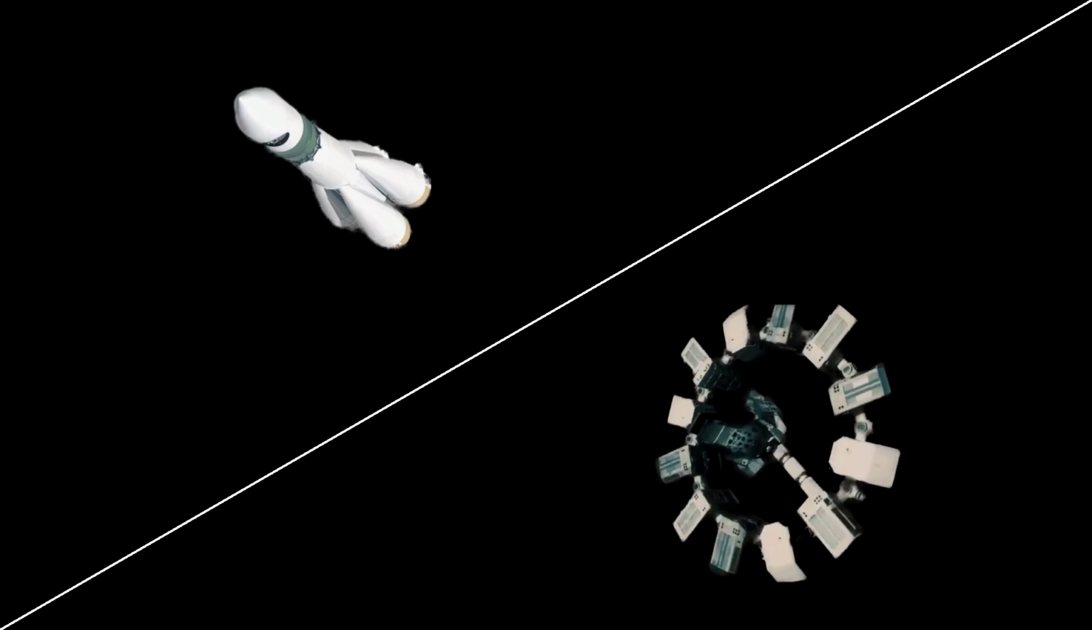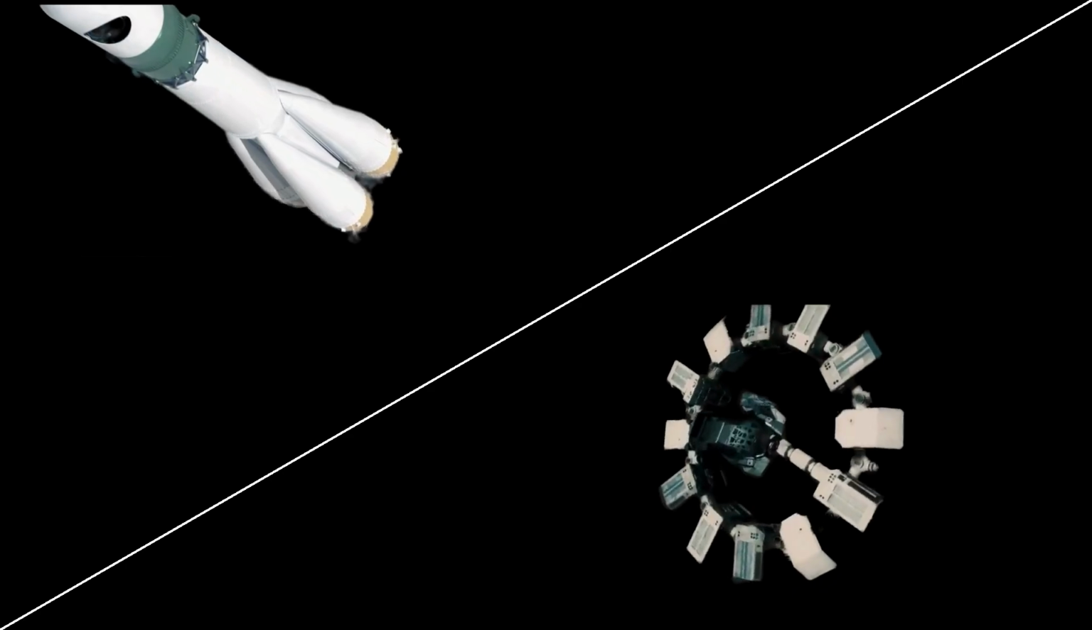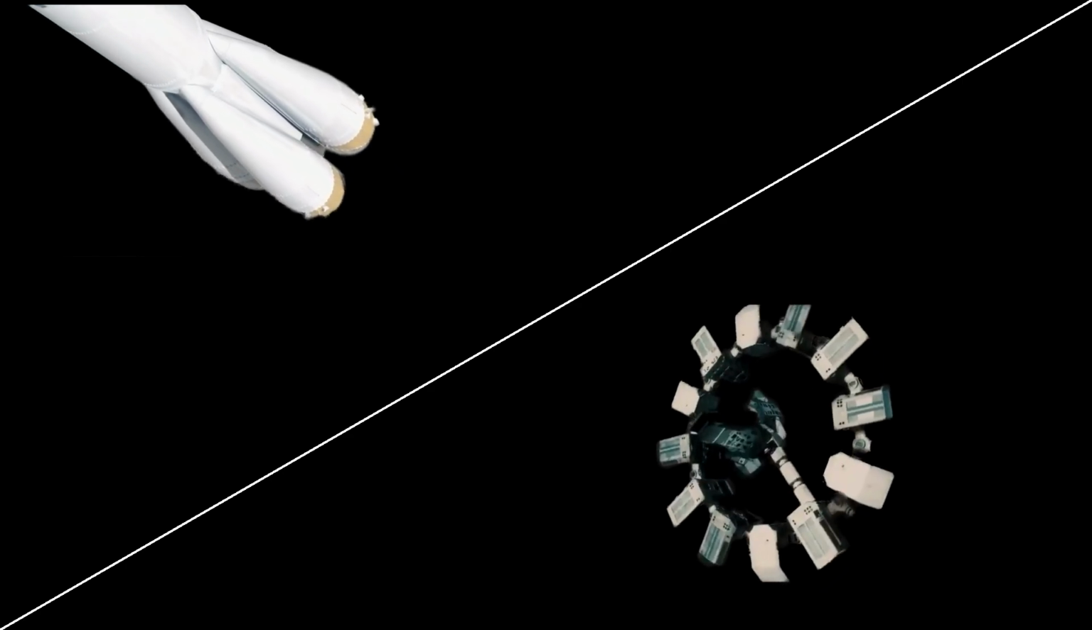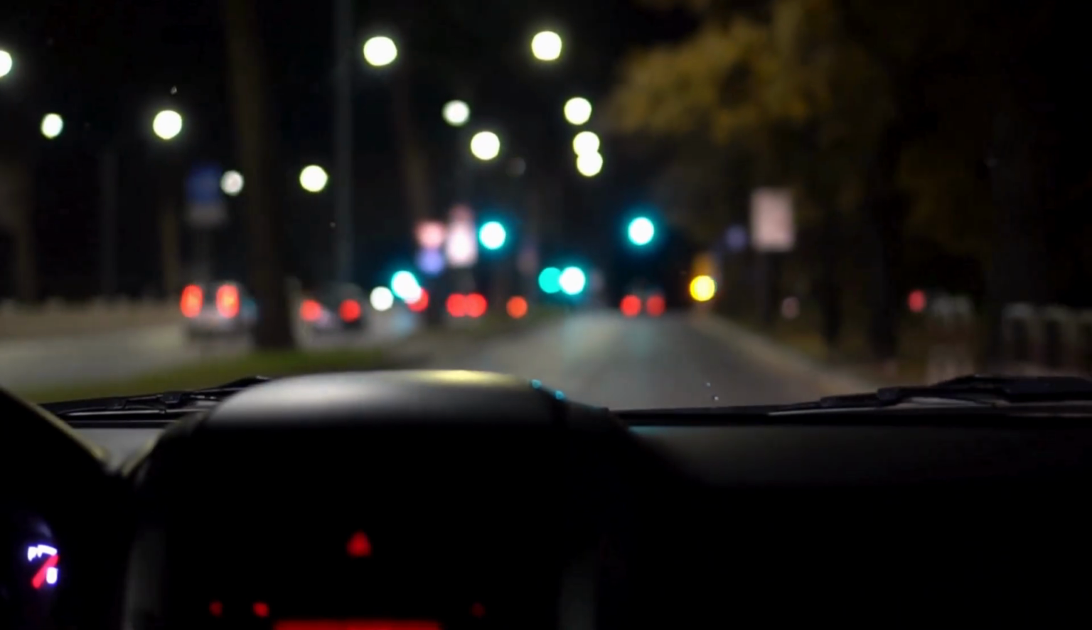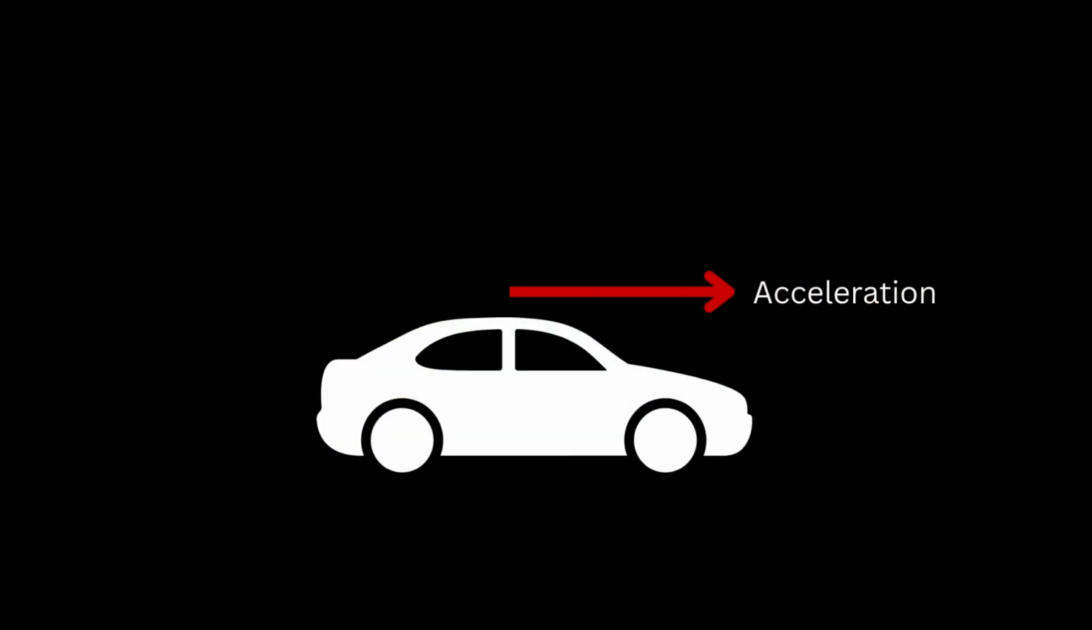There are two most popular methods to create artificial gravity. The first one is by using constant linear acceleration. You've probably felt this before when riding in a car. When the car accelerates, your body is pushed back into the seat. That happens because of inertia.